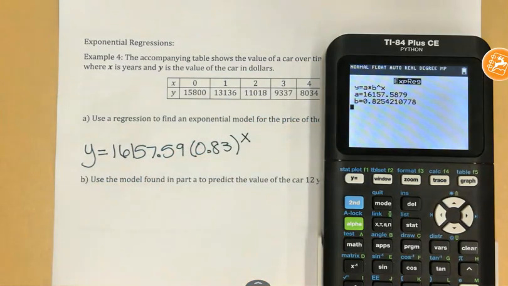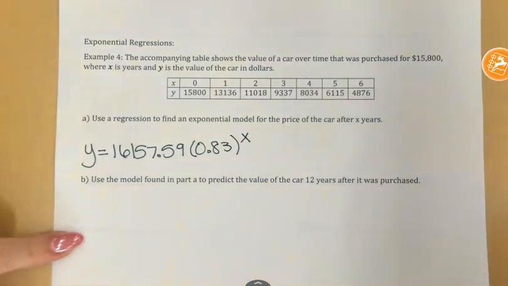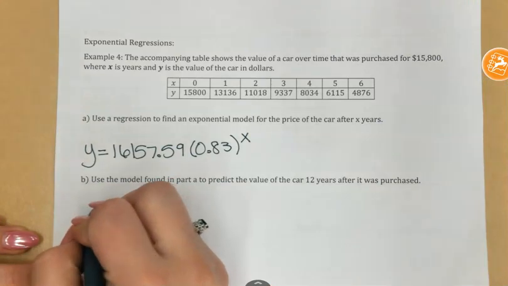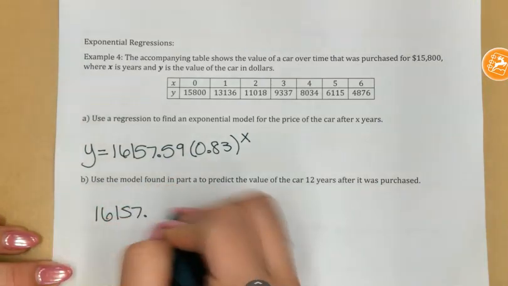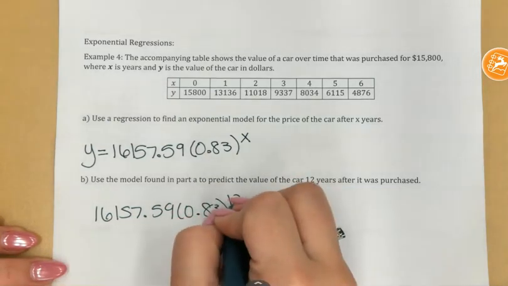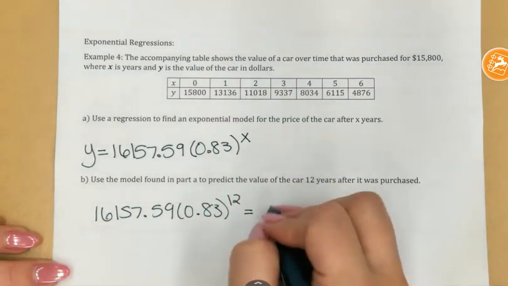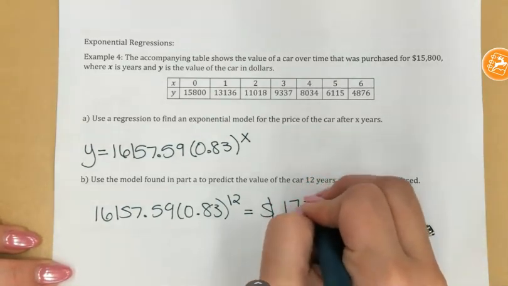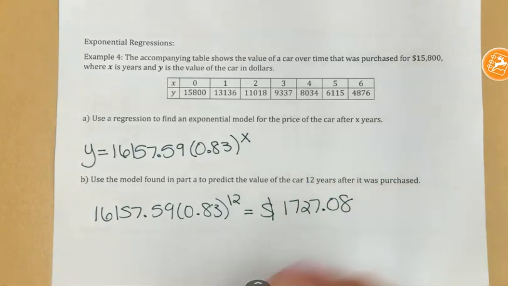So that car is depreciating in value, and if I wanted to find the value of that car 12 years after it was purchased, I'm just going to plug in 12 for x into our model. And since we're talking about value, this is dollars and cents, so I'm going to round to 2 decimal places. $1,727.08 is what that will get me.